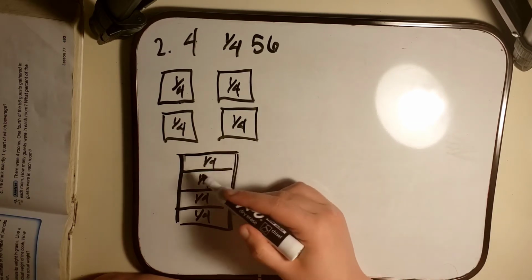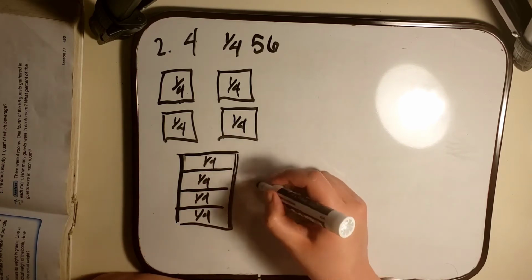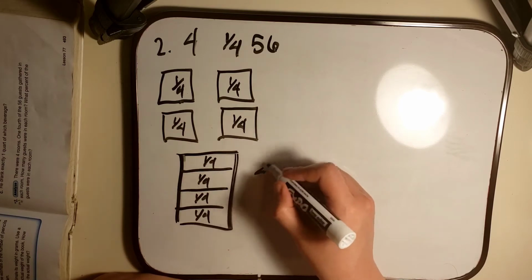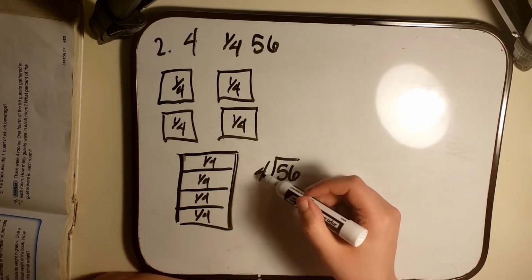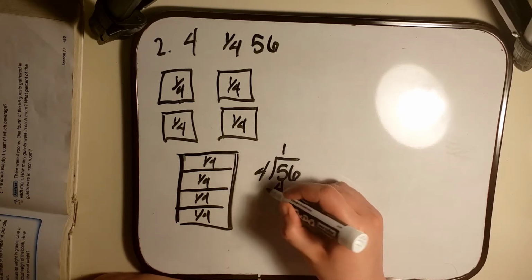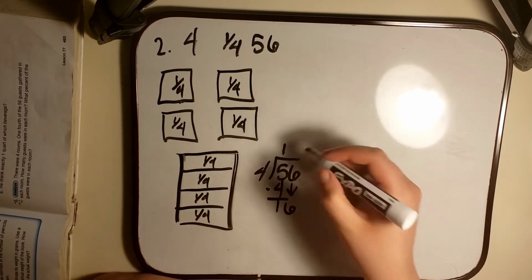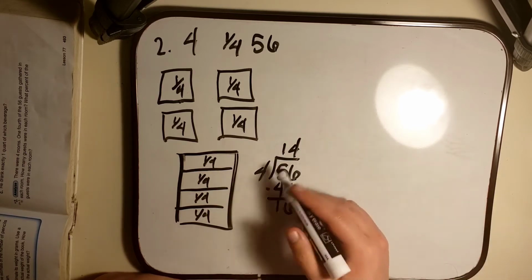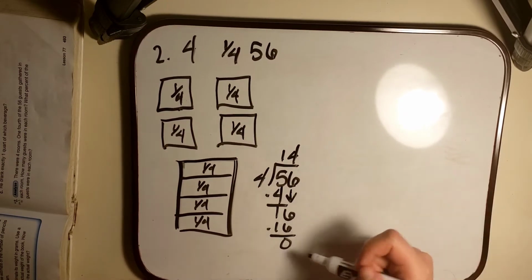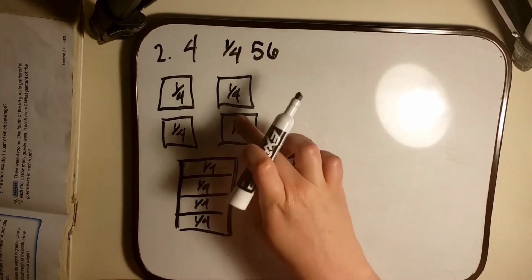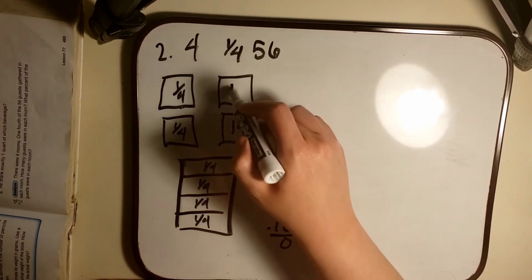So if we think about it like this, to figure out how many of the guests are in each room, we need to divide 56 by 4. So 4 goes into 5 1 time. 4 subtracted from 5 equals 1. Bring down that 6. 4 goes into 16 4 times. 4 times 4 is 16. And we have nothing left over. So how many are in each room? Well, there are 14 in each room.